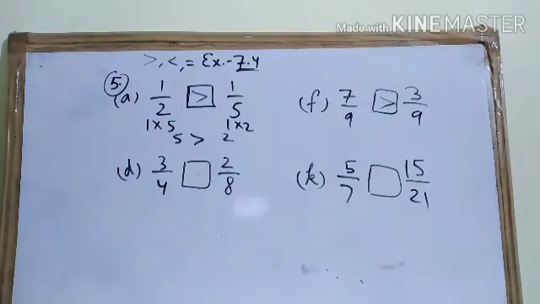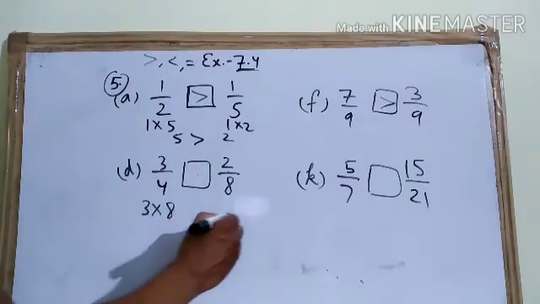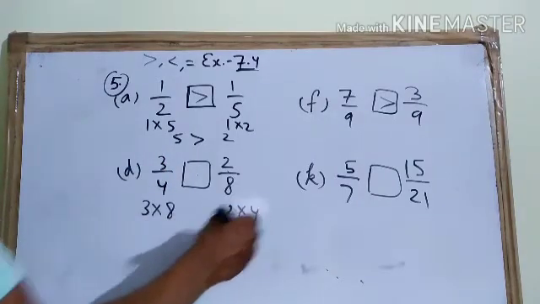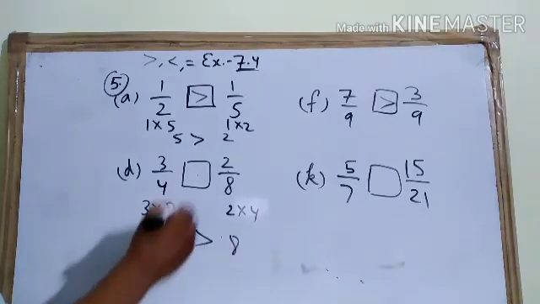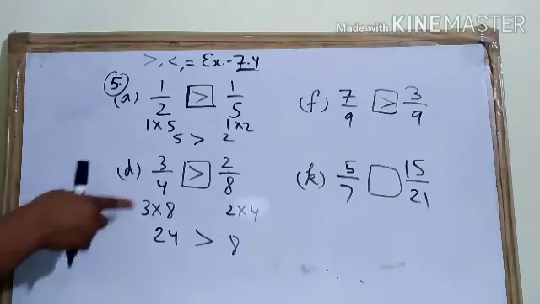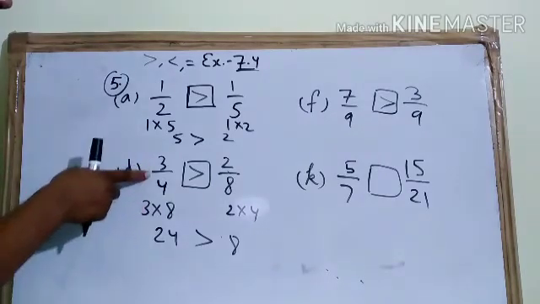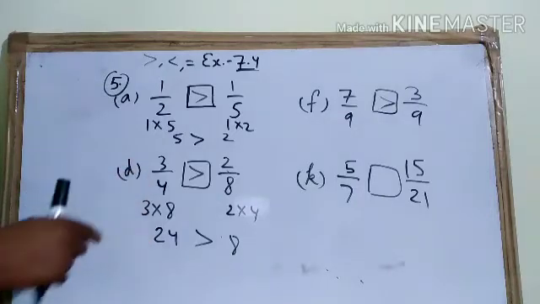3 by 4 and 2 by 8. In 3 by 4 and 2 by 8, we can do cross multiply. 3 multiply 8 and 2 multiply 4. We get 24 and 8. Because 24 is big, we can put this sign. 3 by 4 is greater, because 24 is coming on the downside of the 3 by 4. That's why 3 by 4 is greater.